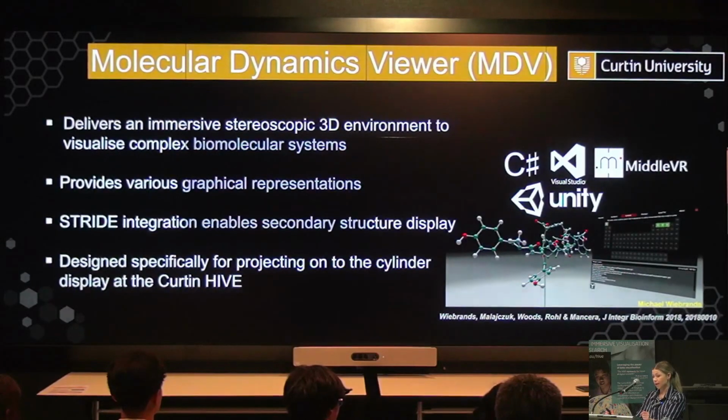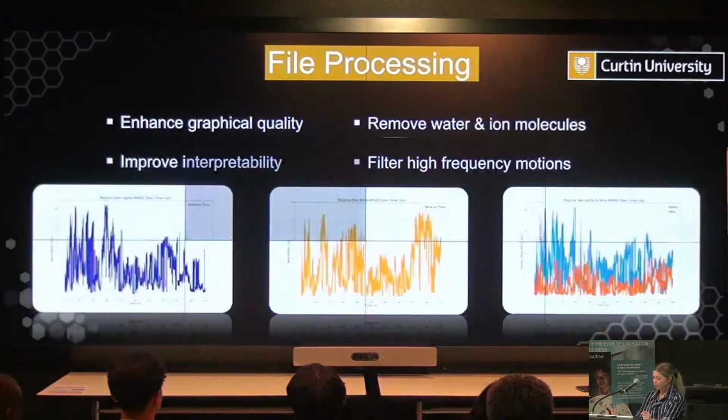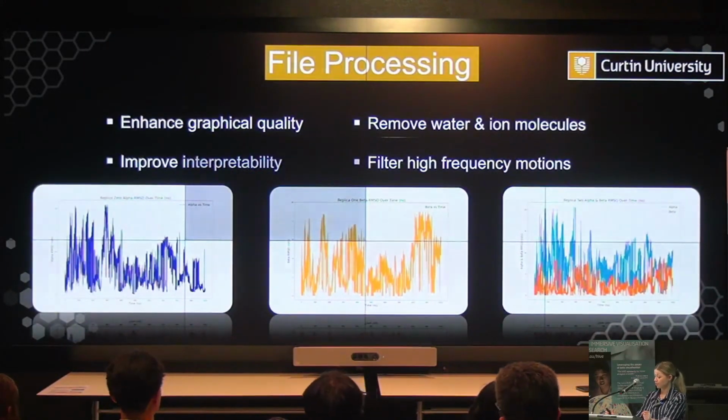MDV was specifically designed for projecting molecular structures onto the HIVE Cylinder display, which provides us with a wide 180-degree viewing angle. To enhance MDV's performance, we further refined the amylin simulations to create detailed still and animated visuals of amylin's structural transformations. The figures on the bottom of this slide were used to identify the key time points within the simulation where amylin was demonstrating the desired secondary structures of our interest.